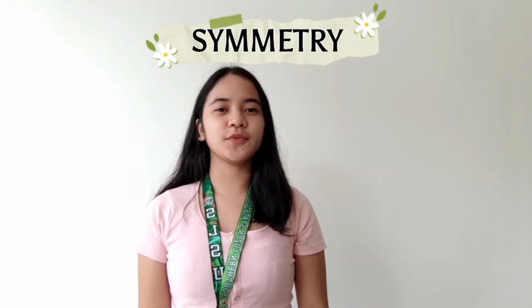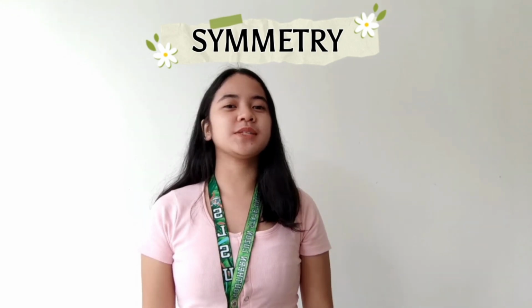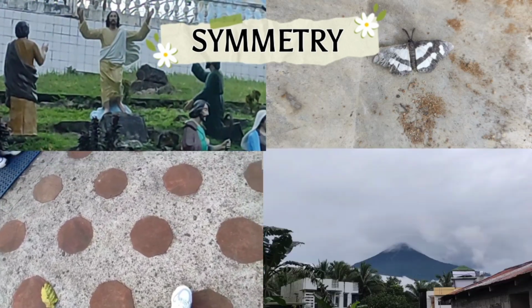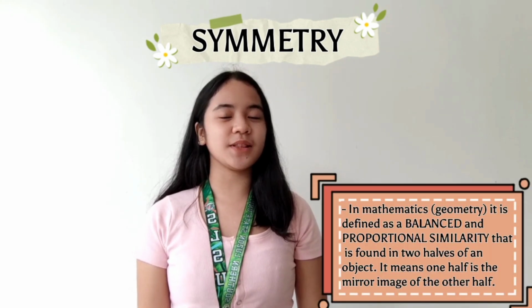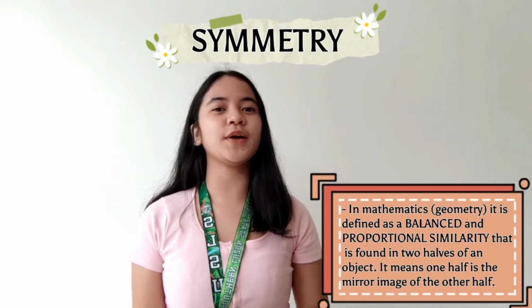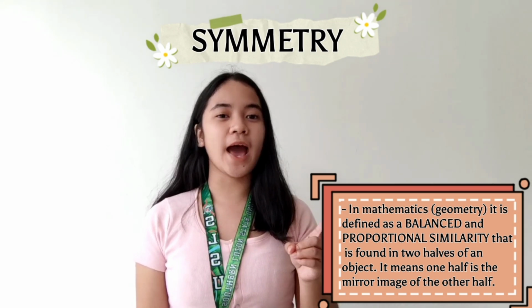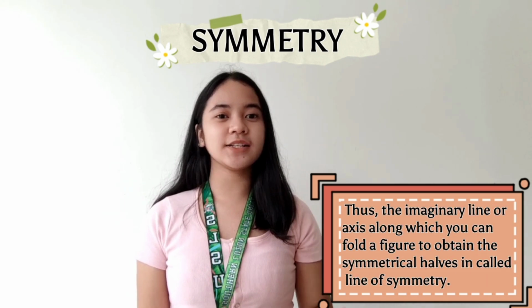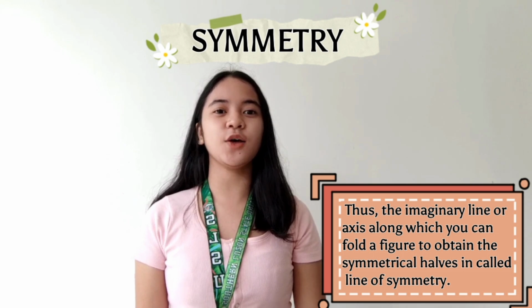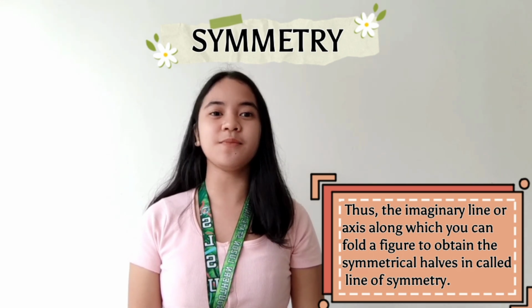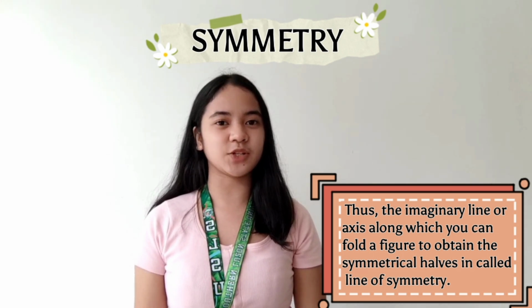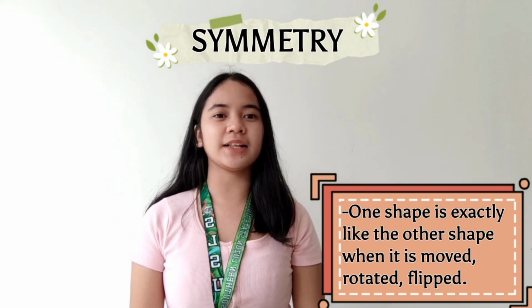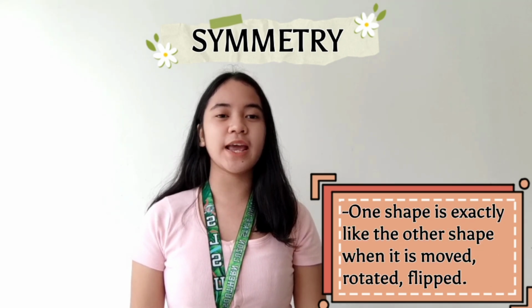Symmetry lies at the heart of the laws of nature. We can observe symmetry in many things that exist in nature. In mathematics, it is defined as a balanced and proportional similarity that is found in two halves of an object. It means one half is the mirror of the other half. Thus, the imaginary line or axis along which you can fold the figure to obtain the symmetrical halves is the line of symmetry. It is also a shape that is exactly like the other shape when it is moved, rotated, and flipped. What is asymmetry?